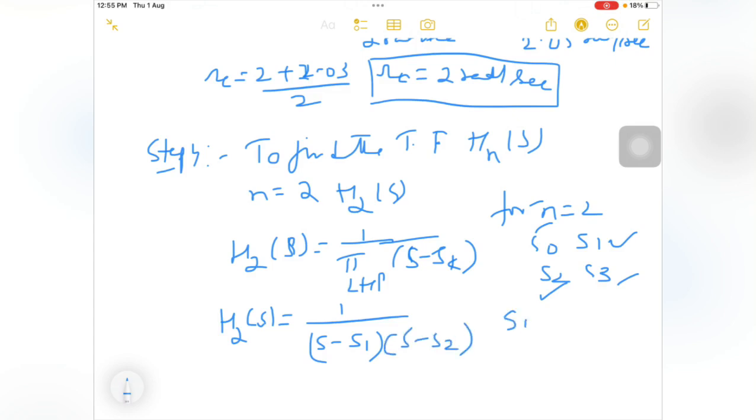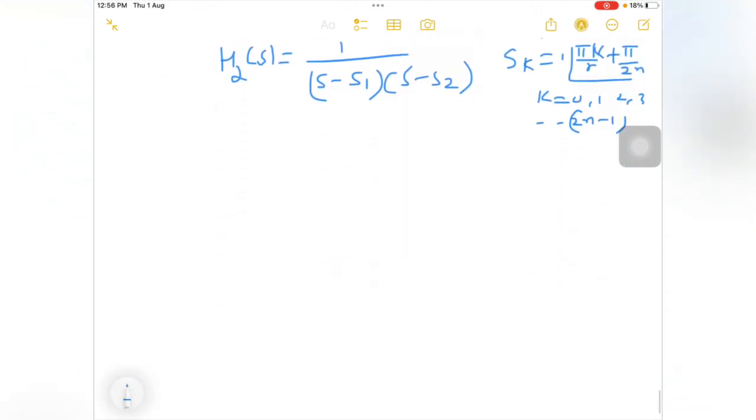And what is the formula for calculating sk? sk is equal to, because of even number, 1 at an angle of pi k divided by n plus pi by 2n, and k is equal to 0, 1, 2, 3, up to 2n minus 1. This is the formula. Now for n equal to 2, after finding s1 and s2, we will come to know what is my H2 of s. H2 of s is equal to 1 divided by s square plus root 2 s plus 1. Okay, this is H2 of s.